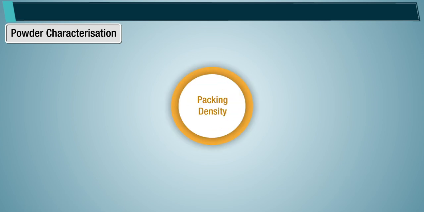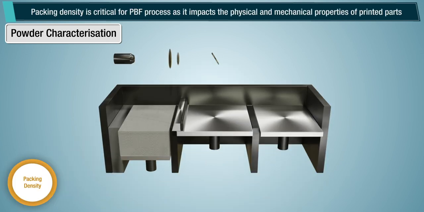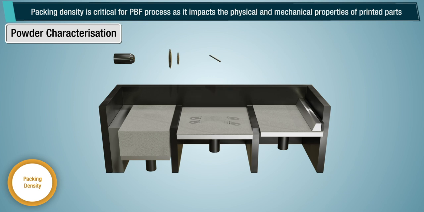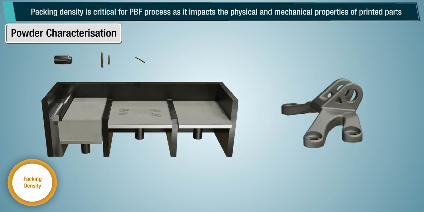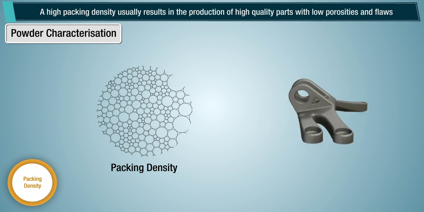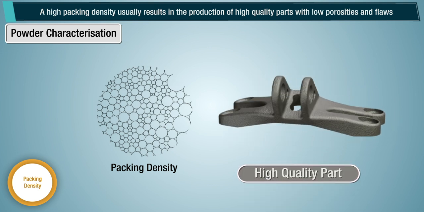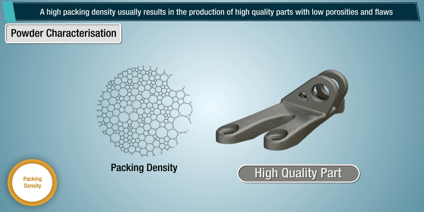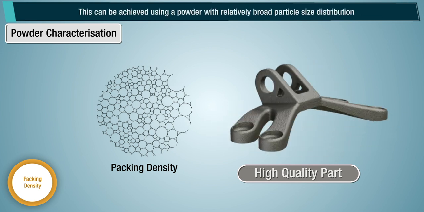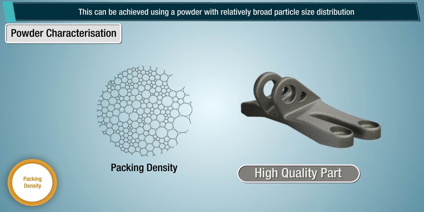Packing density. Packing density is critical for powder bed fusion process, as it impacts the physical and mechanical properties of printed parts. A high packing density usually results in the production of high-quality parts, with low porosities and flaws. This can be achieved using a powder with relatively broad particle size distribution.